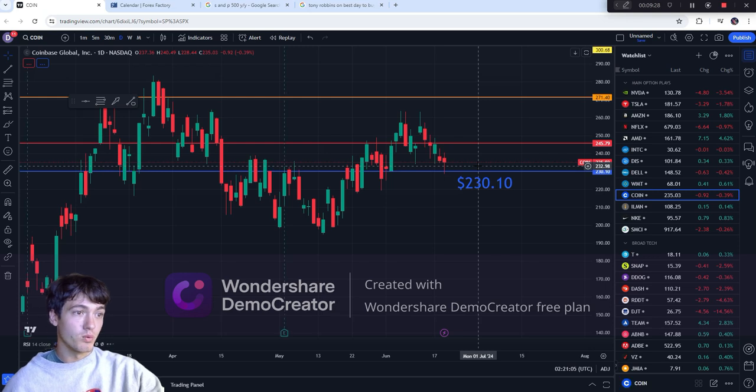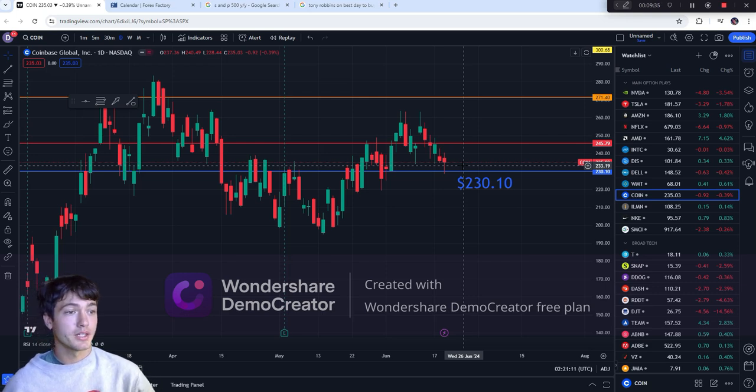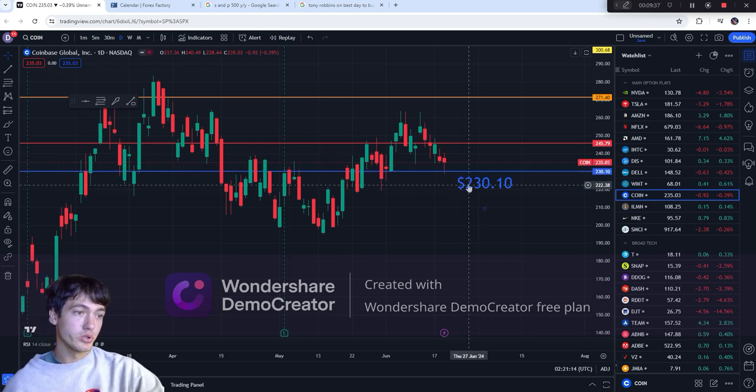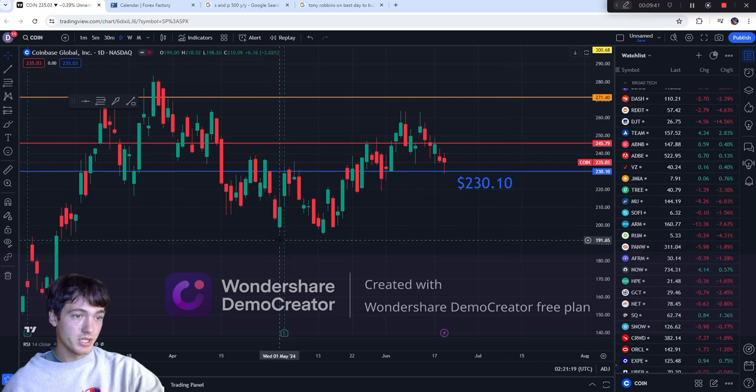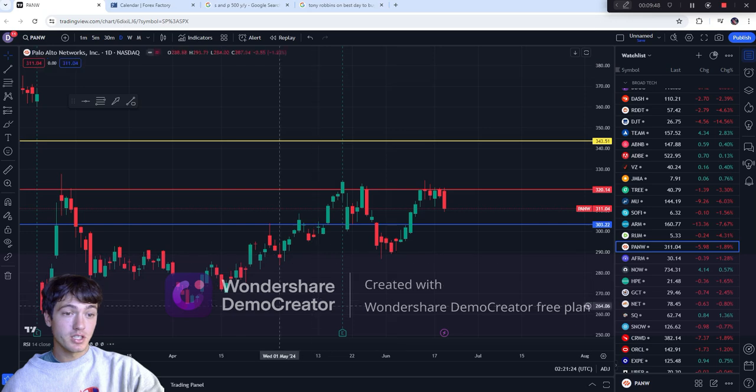Coinbase is kind of running with Bitcoin right now. You're not really going to see some rocketing on Coinbase until Bitcoin rockets. So I have support here at 230.10 and resistance here at 245. That's what I'm seeing on Coinbase, having a bit of a retracement back down to that downside, normal though.